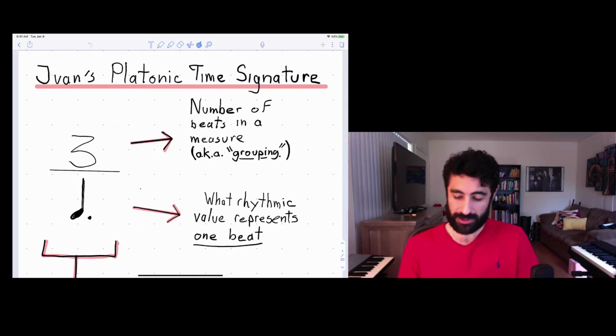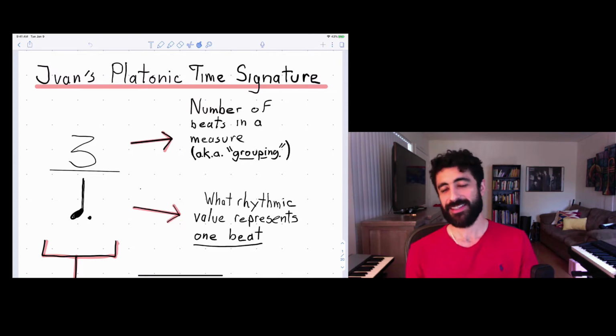But you don't have to take my word for it. Let's go and review some of the time signatures that we've talked about. Let's start with Juan's Platonic time signature. Guys, that name has not grown on me very well. I'm not sure I like it anymore. But for now, that's what we're stuck with. So let's talk about Juan's Platonic time signatures.